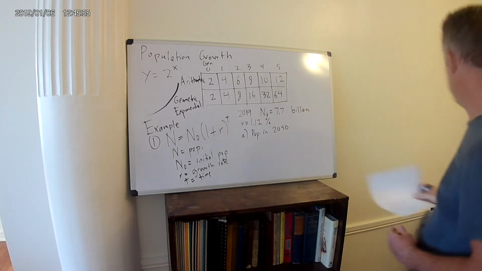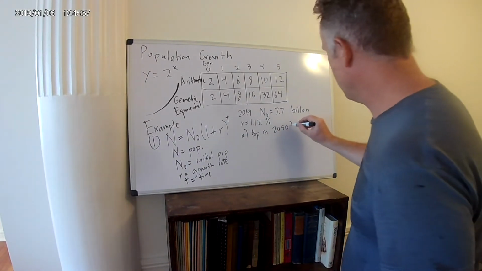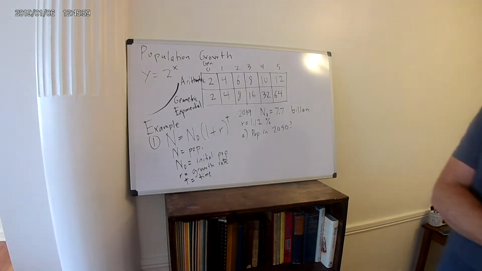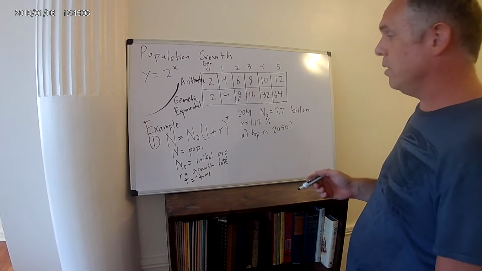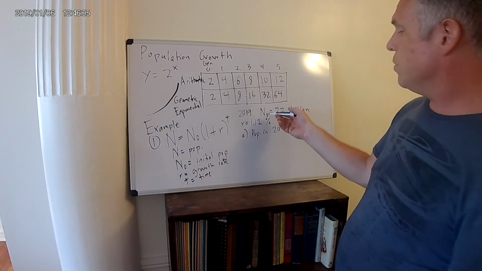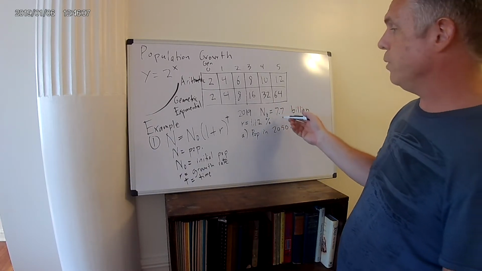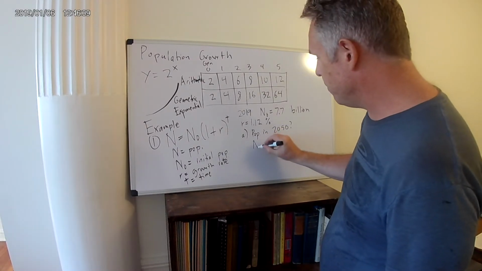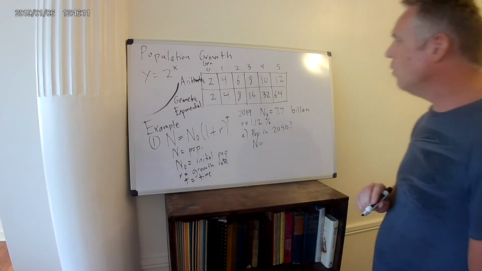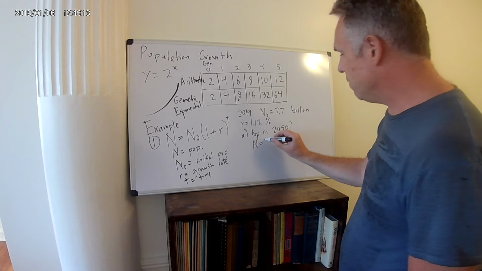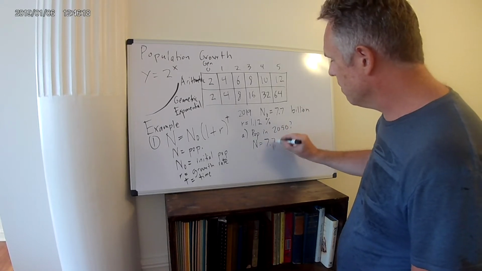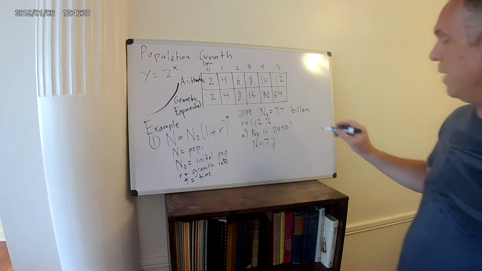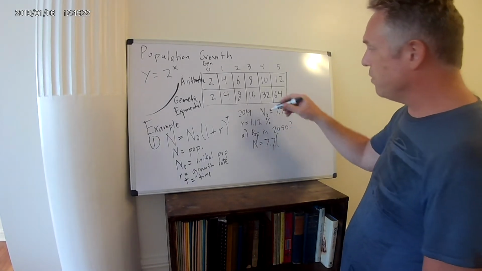What is our population in 2050? The way we will do this is we have to figure out what our time is, and we use this N0 as our initial population. So the population in 2050, we're looking for N, will be equal to 7.7. I'm not going to write the billion part, we'll just write 7.7. That's our population in 2019.